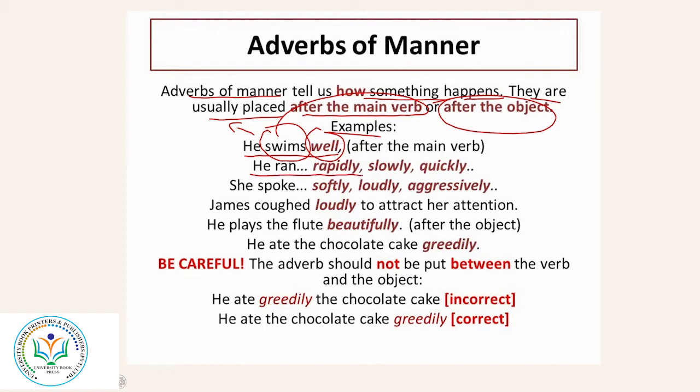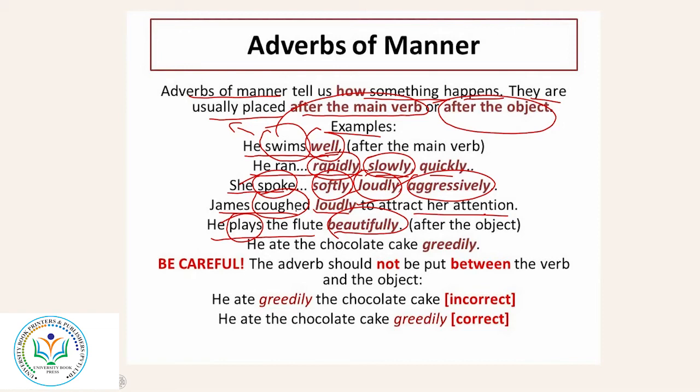He ran rapidly, or slowly, or quickly. It depends on the person how he ran. She spoke softly, loudly, aggressively. Why are these ending with ly? Because these are adverbs of manner and they end with ly. James coughed loudly to attract her attention. He plays the flute beautifully. Plays क्या है? Cough क्या है, spoke क्या है, they are actions. And these are all, yes, adverbs of manner.